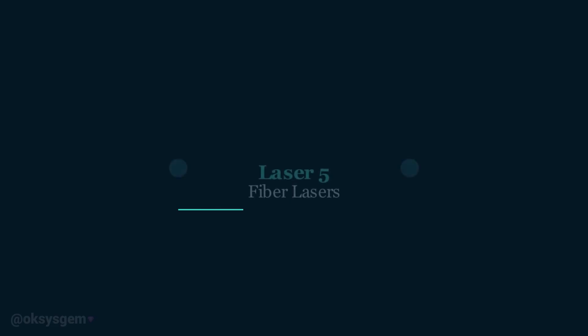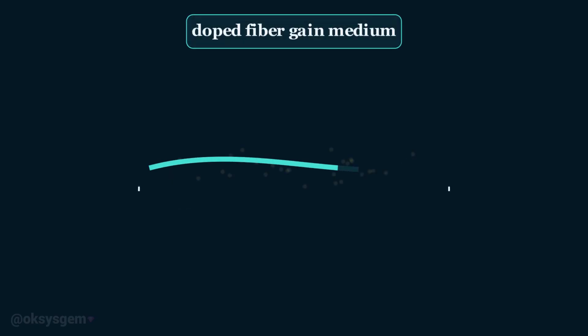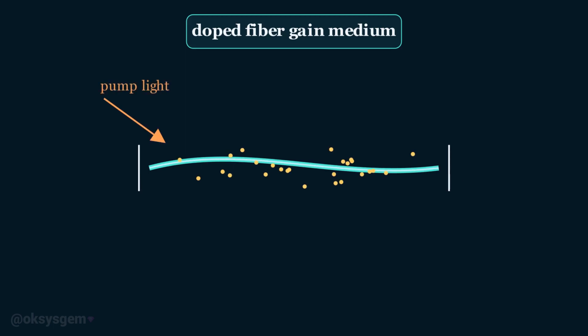Laser 5. Fiber lasers. A fiber laser takes another familiar optical technology and turns the fiber itself into the laser's gain medium. The active material is usually a very thin optical fiber whose glass has been doped with elements such as ytterbium, erbium, or neodymium. Another light source pumps energy into these atoms, and stimulated emission develops inside the fiber.